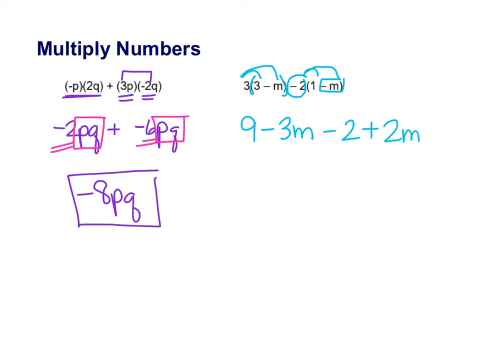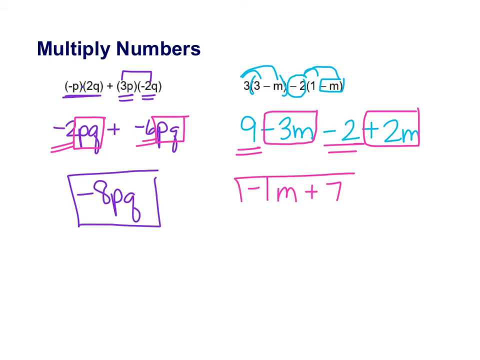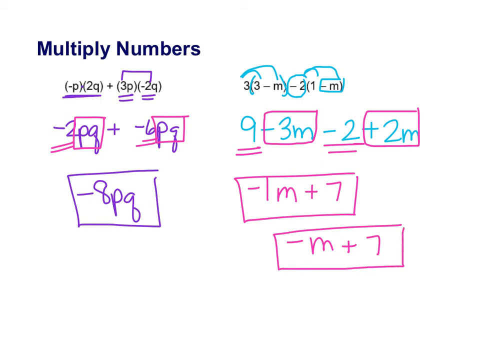Alright, look for like terms. The variable will go first, so you have this 3 is negative, so a negative 3m plus a 2m. They have opposite signs, so subtract, 3 minus 2 is 1. Keep the sign of the bigger number, so it's going to be a negative 1m. And then we have 9 minus 2, which is a 7, so plus 7. So negative 1m plus 7, or if you just like to say negative m plus 7, same thing. I'll take either answer.